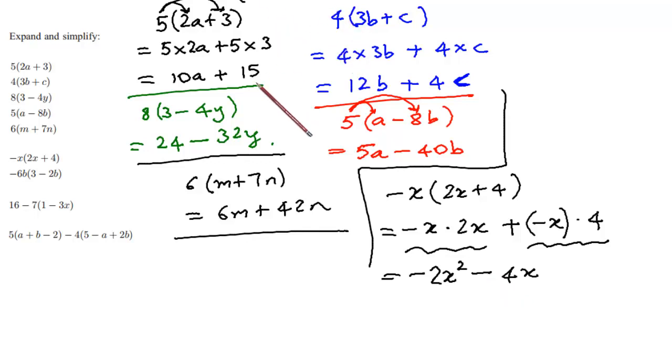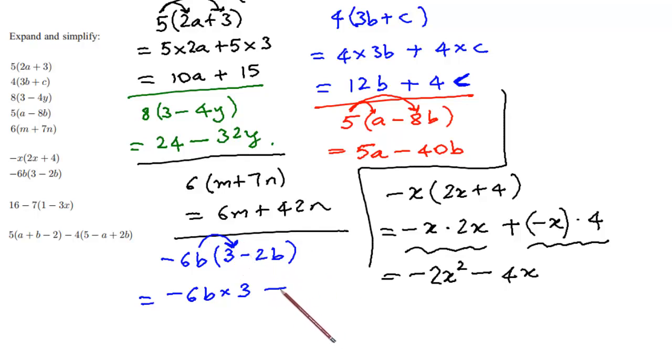So let me do the next one. Negative 6b bracket open 3 minus 2b. So first negative 6b will be multiplied with a 3 like this, and then we write this minus sign, and then negative 6b will be multiplied to negative 2b. So we have negative 6b multiplied by negative 2b.